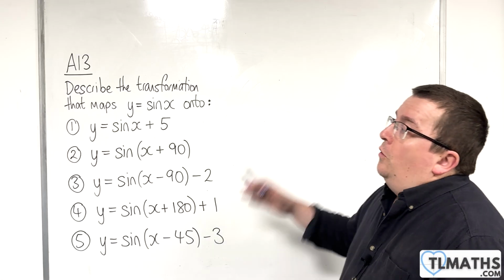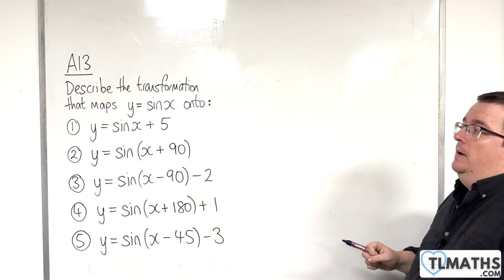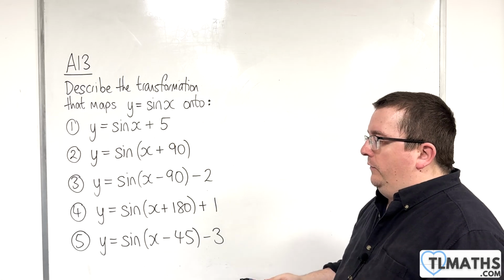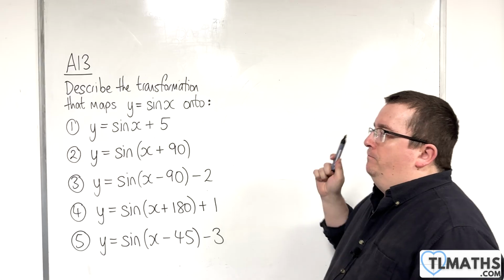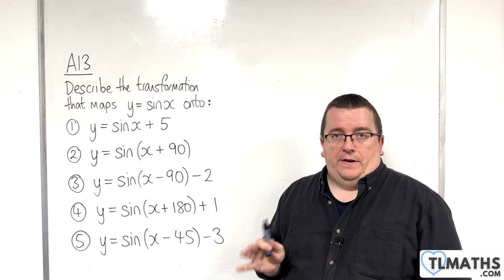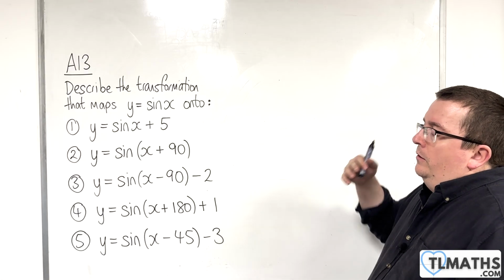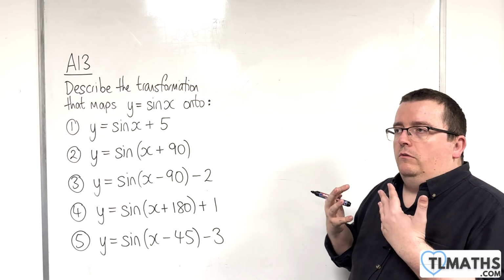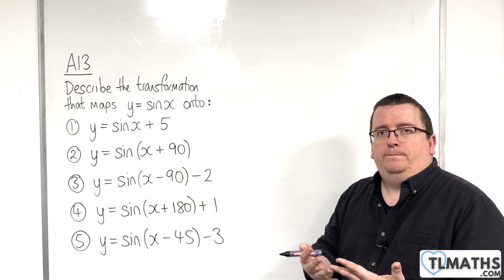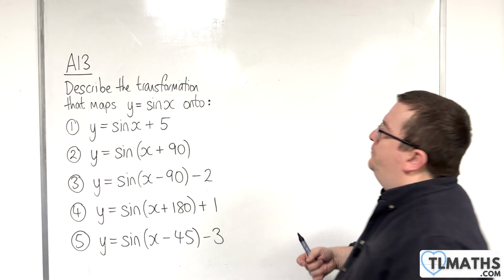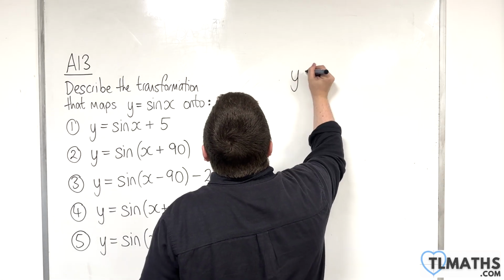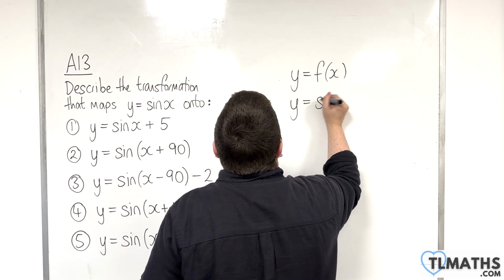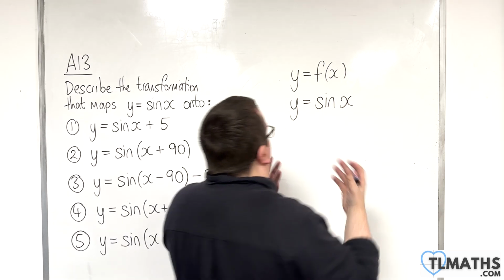So in this video, we want to describe the transformation that maps y equals sine of x onto each of these. Now, before we go any further, sine of x or cosine of x or tan of x, they look the same kind of structure as y equals f of x. So if you compare y equals f of x with y equals sine of x, then they look to be the same.